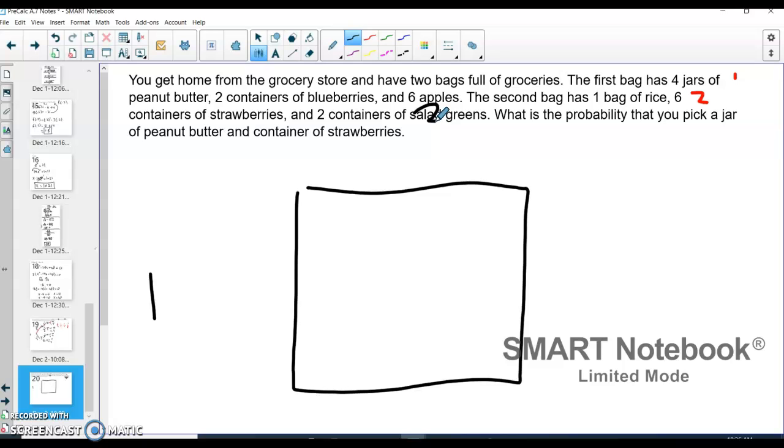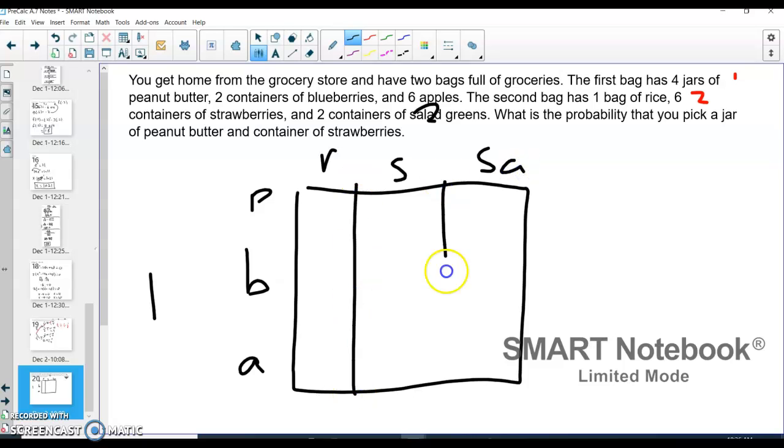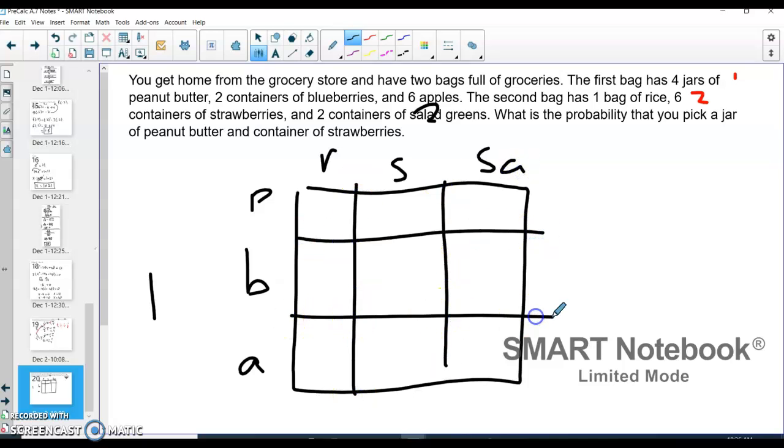Again, just like I did in the tree diagram, I'm thinking, what are the possible outcomes of the first event? Well, the first event is picking out of the first bag, and so I'm either going to be getting a jar of peanut butter, that's one possible outcome, a container of blueberries, that's another possible outcome, or an apple. Those are my 3 different outcomes here. The second event, what are the outcomes? You could either get a bag of rice, a container of strawberries, or a container of salad greens. And I'm going to split up my chart like so.